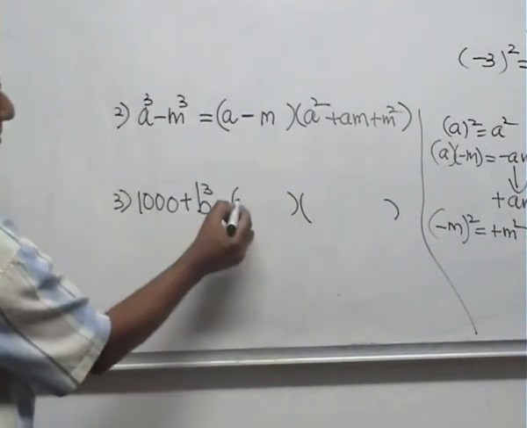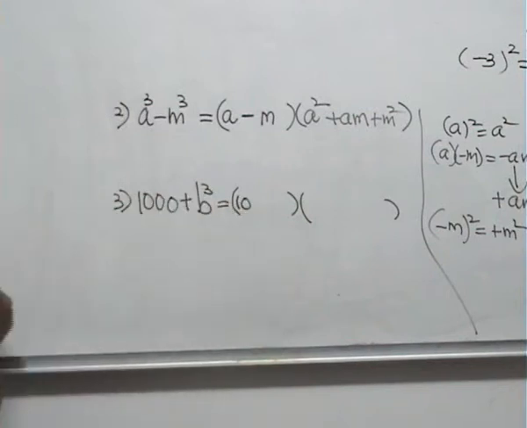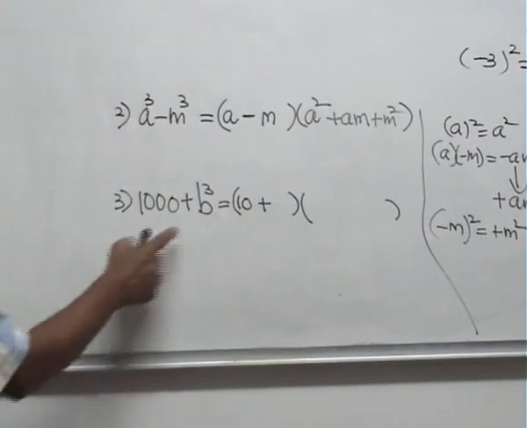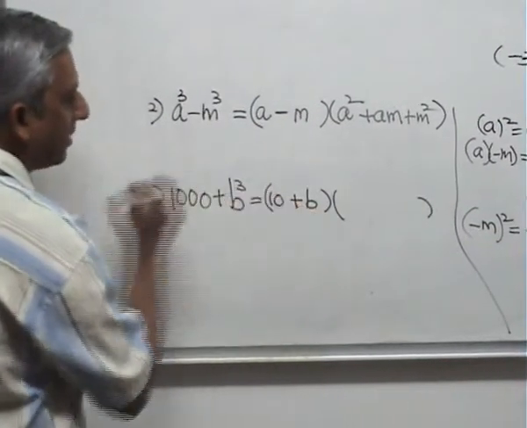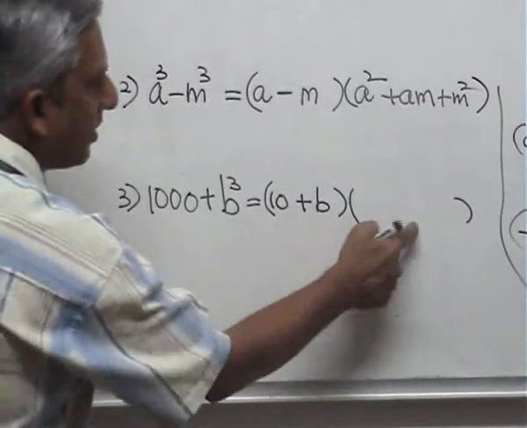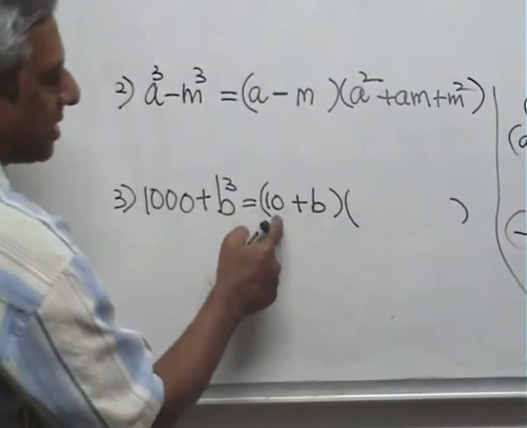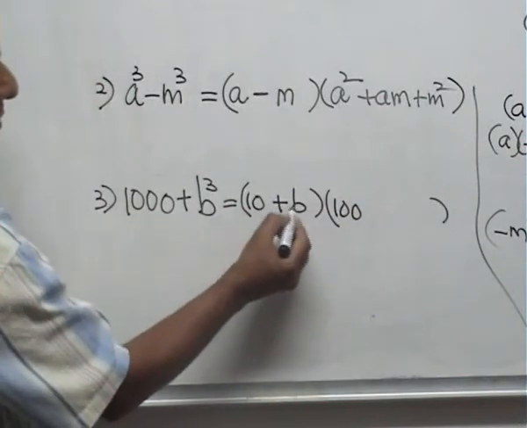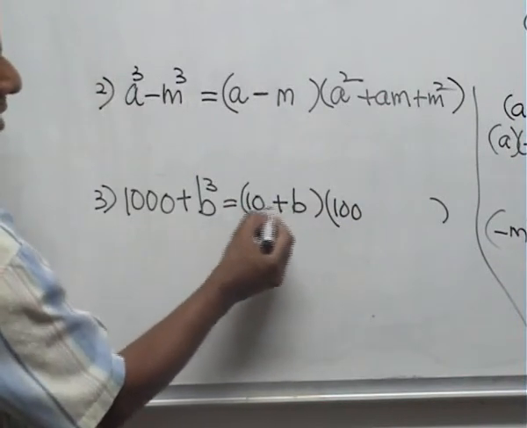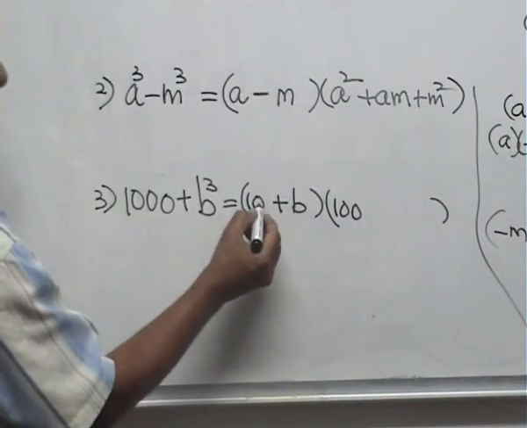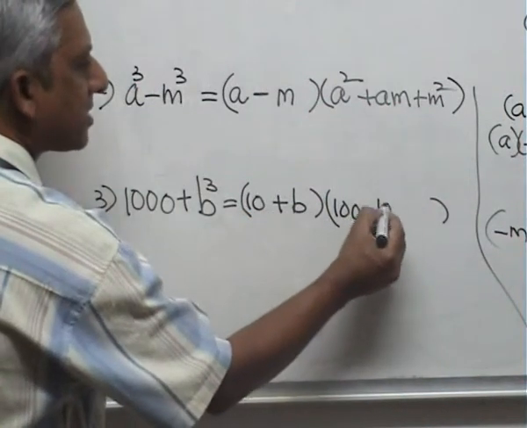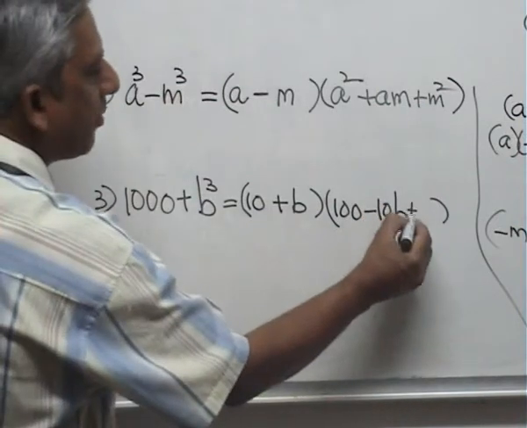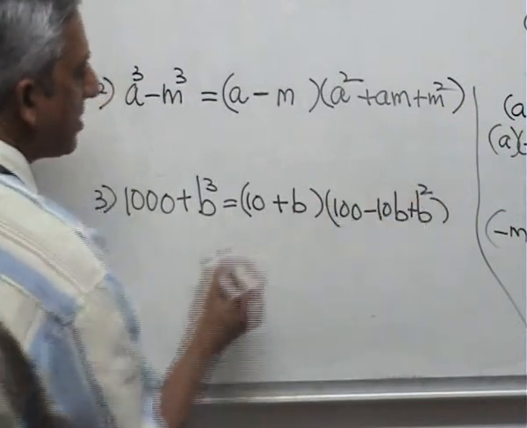Cube root of 1000, 10. Plus here, so this will be plus. Cube root of b cubed, b. Now this bracket is going to help me to get that. Square 10. 10 squared will give you 100. Multiply this 2, if I multiply this 2, I'll get 10b. Then I must change its sign, so it will become minus 10b. And finally, square plus b, plus b squared.